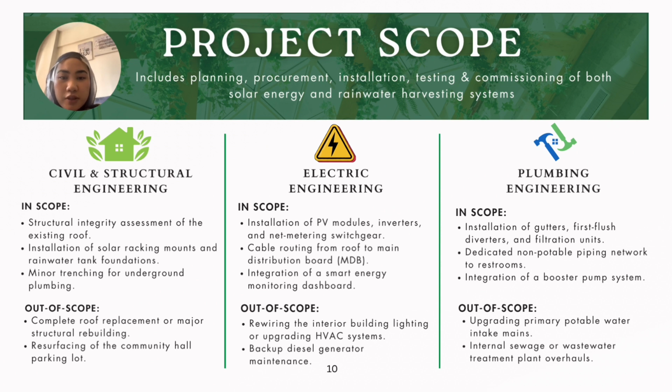The scope for civil and structural engineering includes a structural integrity assessment of the existing roof, installation of solar racking mounts, water tank foundations, and minor trenching for underground plumbing. The second is the scope for electrical engineering: installation of PV modules, inverters, and net metering switchgear, also cable routing and integration of a smart energy meter dashboard. Last, for plumbing engineering, the scope is to install the gutters, first flush diverters, and filtration units, and a dedicated non-potable piping network to restrooms. And the last one is integration of the booster pump system.